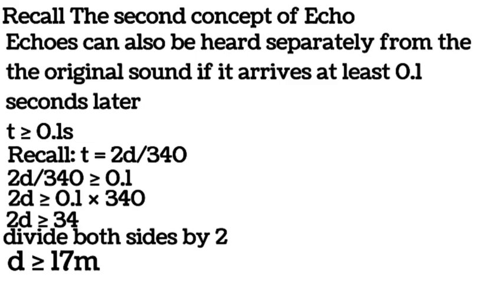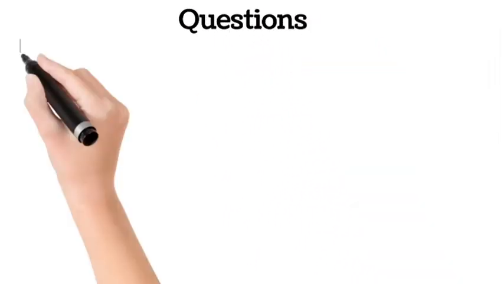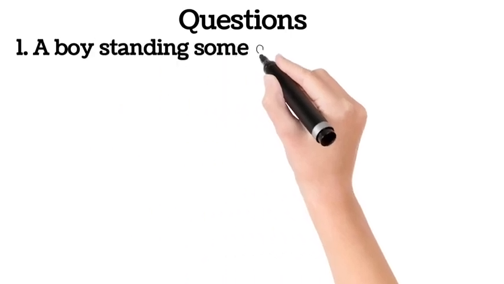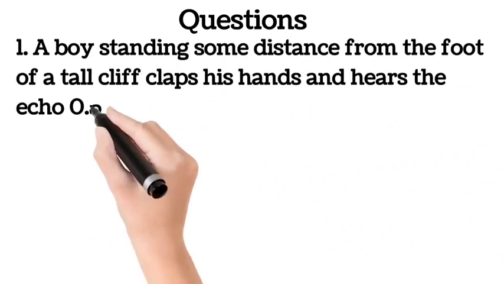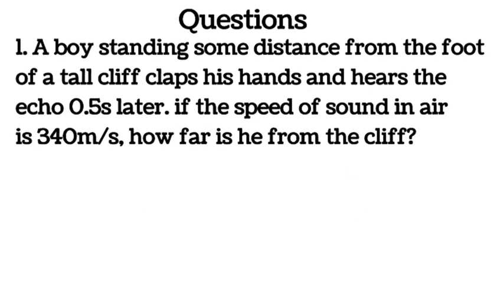Now let's see how we can apply all of this in solving questions. So we'll be solving just 2 questions and we move ahead. Our first question says, a boy standing some distance from the foot of a tall cliff claps his hands and hears the echo 0.5 seconds later. If the speed of the sound in air is 340 meters per second, how far is he from the cliff?